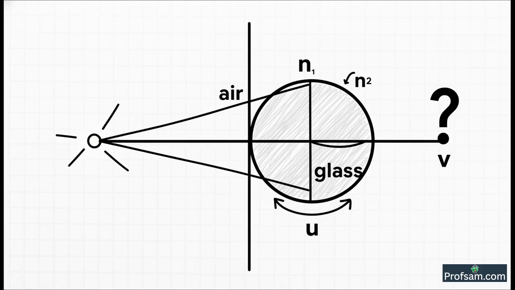Write down what is given with the correct signs. That is most important. So, object distance u is negative 100 centimeters. The surface is convex, so radius R is positive, plus 20 centimeters. Light is coming from air, so N1 is 1. It is going into glass, so N2 is 1.5. And we have to find V.